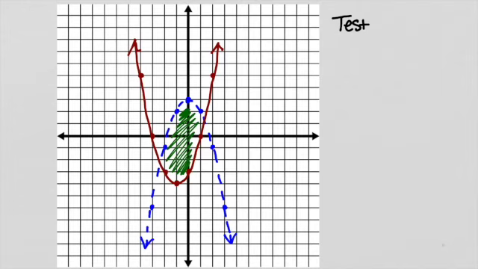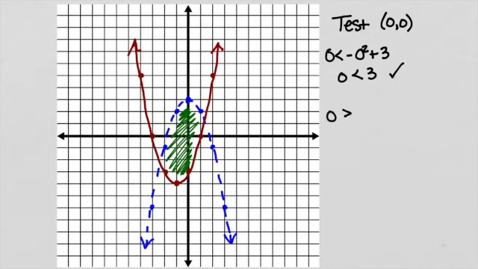And to pick a test point, we're going to pick a point in that shading. So we're going to pick 0, 0. And we need to see if it comes out true. So I test it in both equations. So 0 would be less than negative 0 squared plus 3. So 0 is less than 3, and that's true.